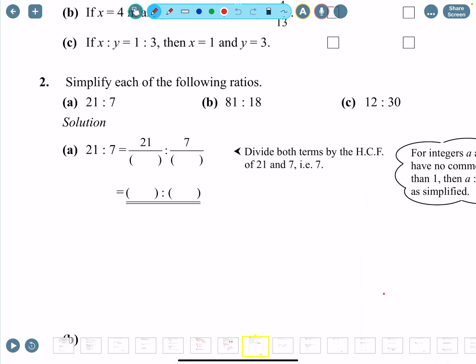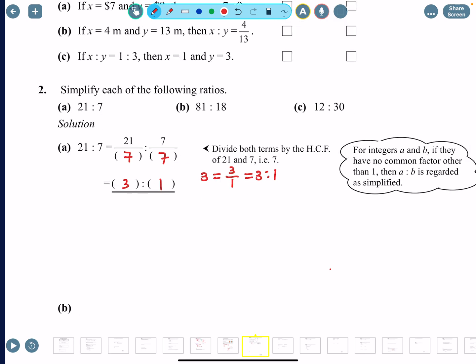Now, this one is basically just telling you what the calculator is doing. So what can you divide them both with? You can divide both with 7, right? So your calculator is just going to help you and will still give you the same answer. It will give you 3. So, oh yeah, when you end up with 3, for example, you do 21 divided by 7. When you end up with 3, it's actually 3 divided by 1, which is 3 to 1. So just for your information.